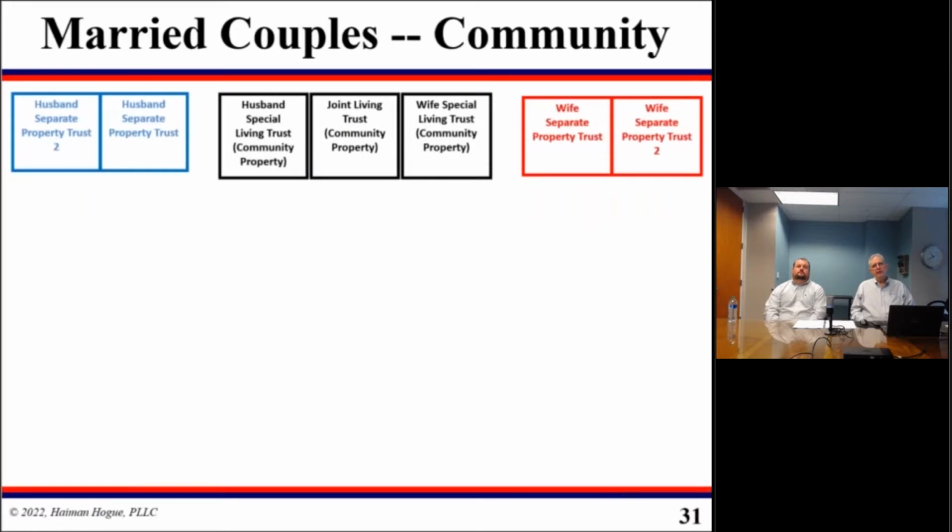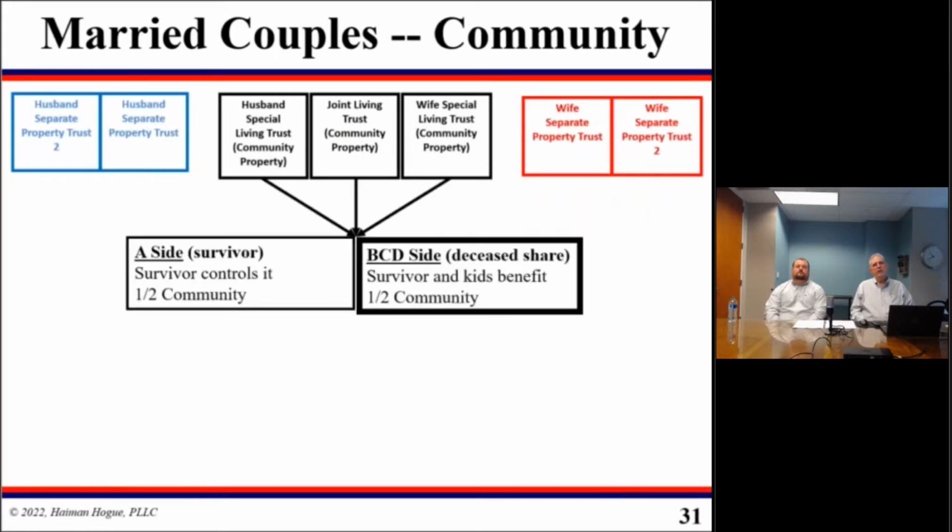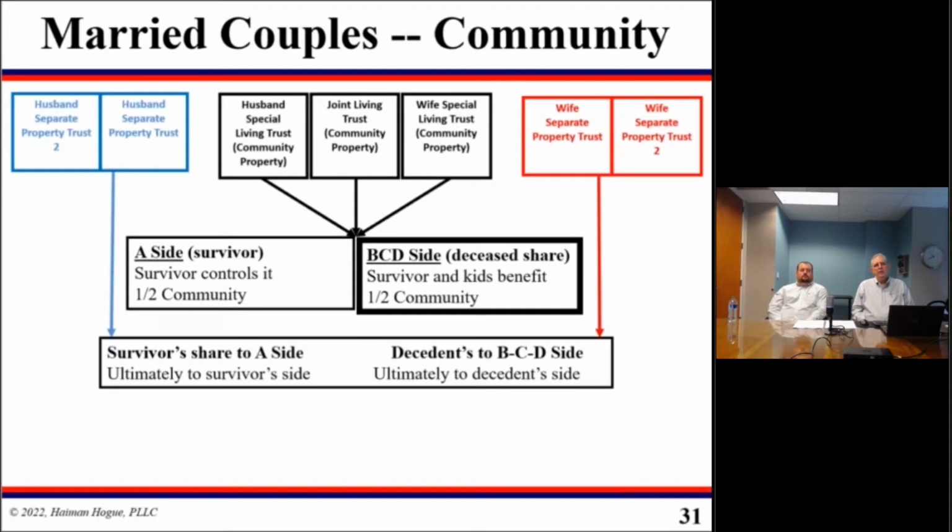All community assets are going to go down and filter through what we call the ABCD system. The A side is the survivor's share. They control it, and it contains half of the community property. The B side is the decedent's share. Typically, the beneficiaries are the survivor and the kids, and half the community property goes to the B side. What about their separate property? Well, the survivor's separate property goes to the A side. The decedent's separate property goes to the B side.